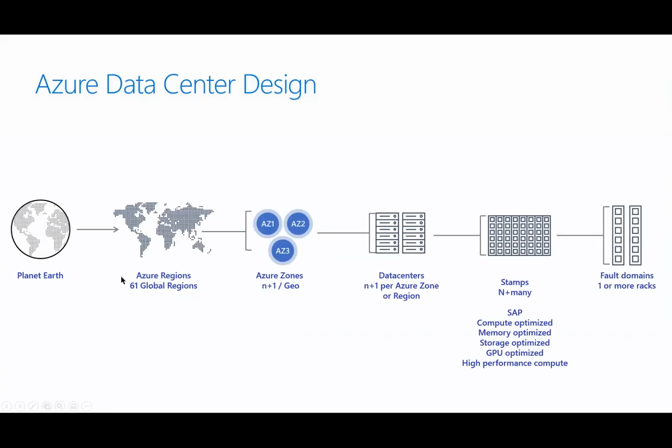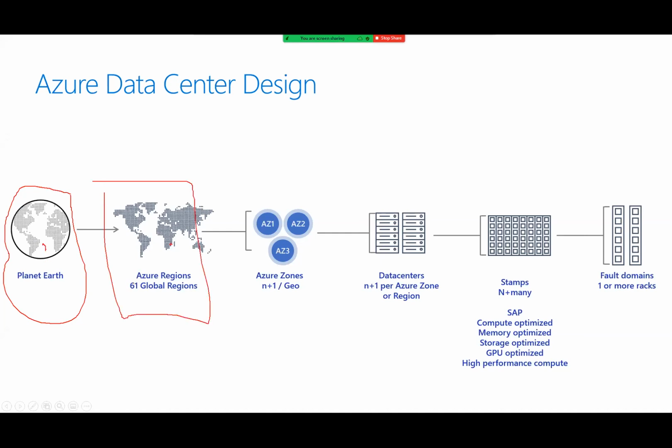Data center design, looking at it, let's start from planet Earth, as I call it, because naturally, and you'll see just now, it's more than just planet Earth. We've got 61 and counting, up to 65, 66 regions. Now, every region is part of a geo, and every geo has multiple availability zones. Think of this as the geo of Africa. And in Africa, you've got SA North, and in SA North, we've got 3 availability zones.